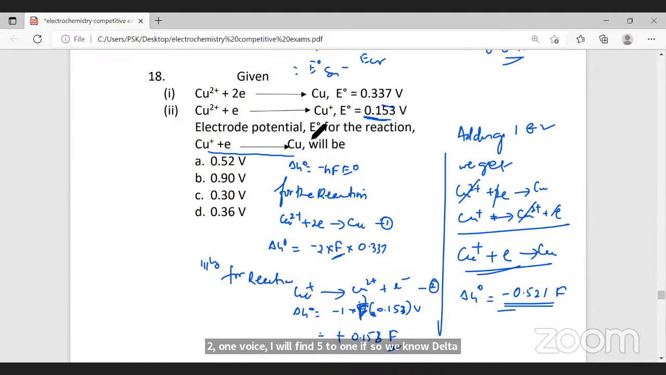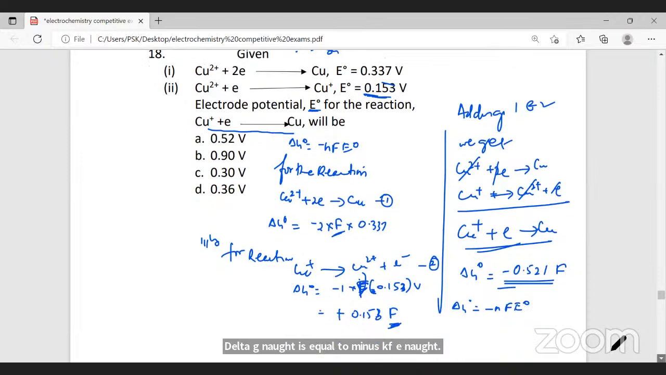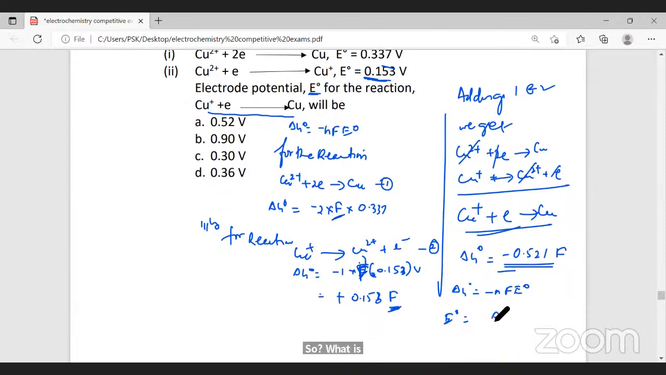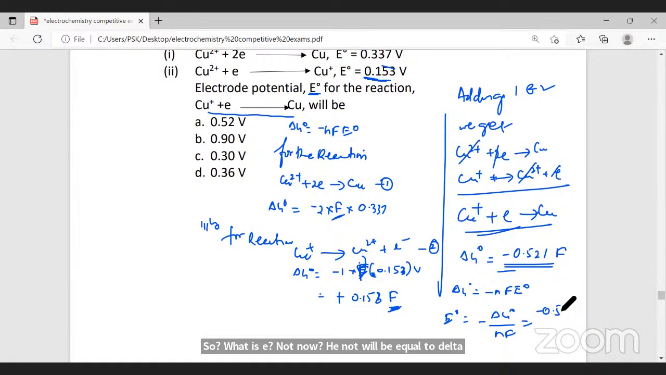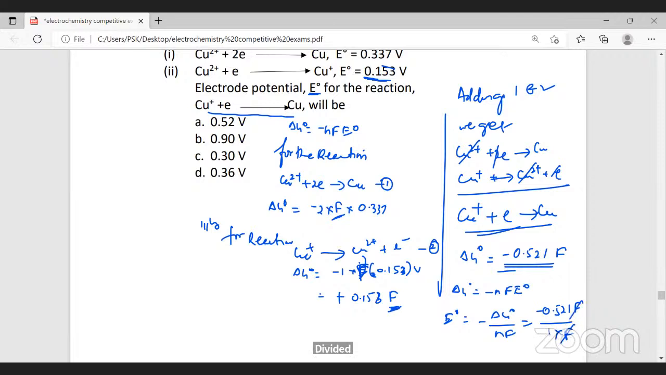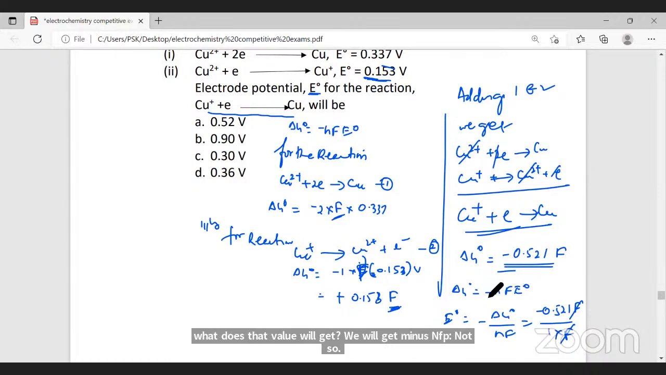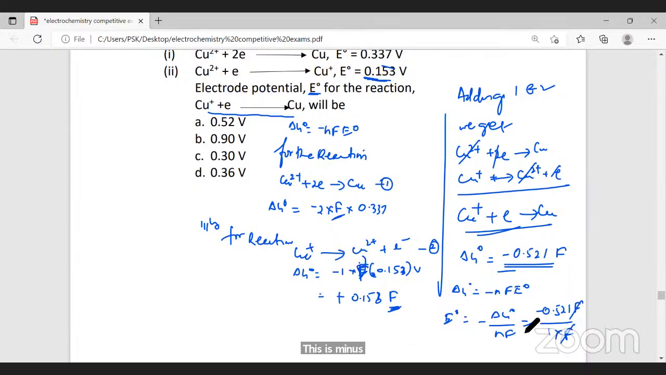They're asking you to calculate the E naught value. We know the relation delta G naught is equal to minus nF E naught. So what is E naught now? E naught will be equal to delta G naught divided by minus nF. That is minus 0.521 F divided by n, which is 1 electron, so 1 into F. This F will get cancelled. Since we have minus nF E naught, and delta G value is already negative here, this minus also will be here, so minus and minus will get cancelled.